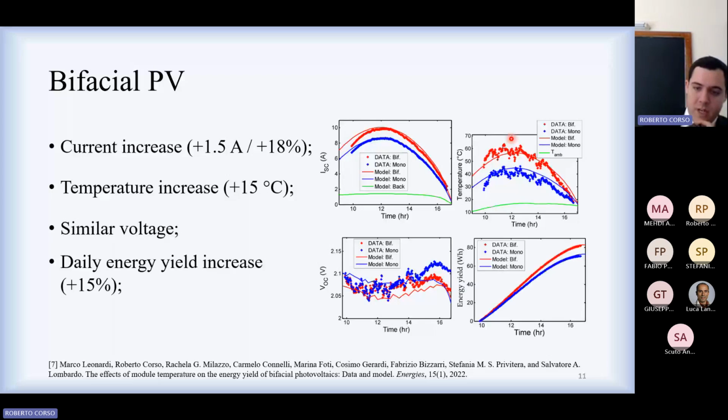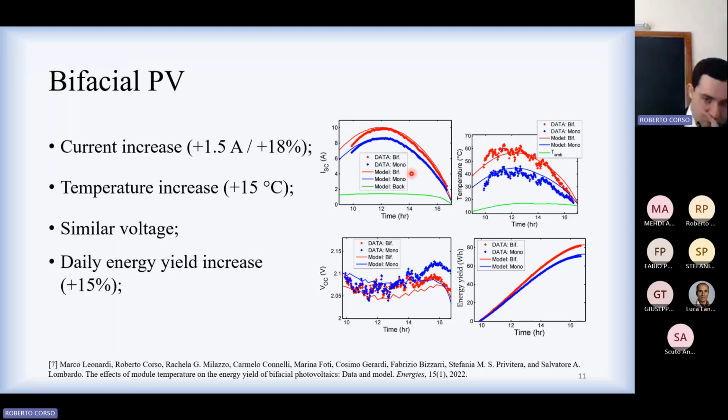And so if we calculate the energy yield over the day, we see that in the end, the benefits are stronger than the additional temperature of the bifacial system, and therefore we registered an energy yield increase of about 15%. If you look closely at the pictures, you will see that we have experimental data, but also a model that has been used to check the results of the experimental study.